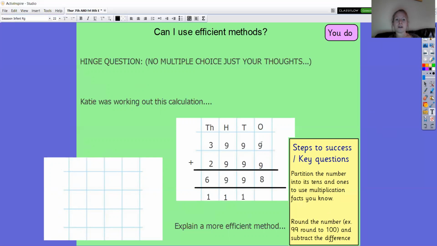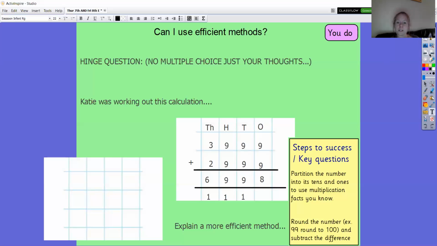So she had 3,999 to add to 2,999, and those are really quite difficult numbers to add together. So what she could have done is say, right, 3,999, that's only 1 away from 4,000, so I'm going to pretend that's 4,000. And the bottom number is only 1 away from 3,000. So I'm going to do 4,000 add 3,000, and I can do that pretty easily because I know that 4 and 3 makes 7. So it's going to be 7,000.